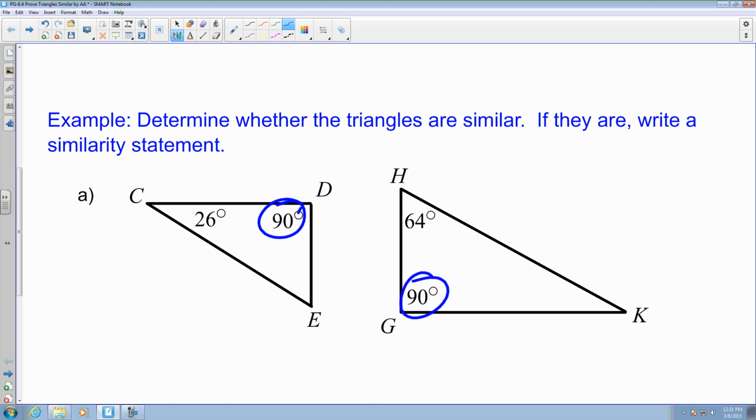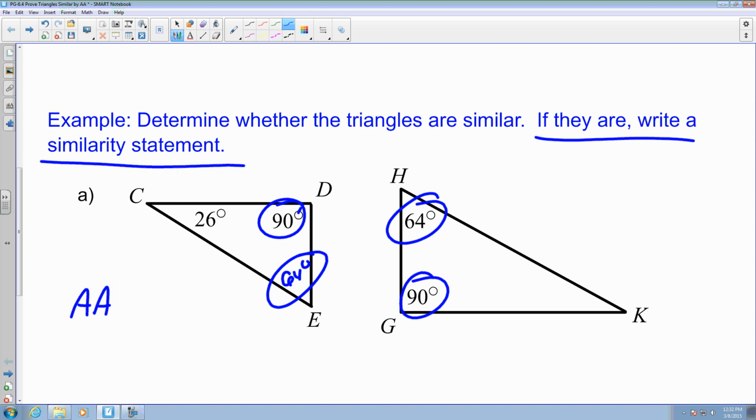I'm not sure yet, but what we can do is this. I know, or we know, that because of the triangle sum theorem, the interior angles of a triangle add up to 180 degrees. So to be able to determine what the other angle is, I'm just going to take 180, subtract 90, and subtract 26, which then gives me 64 degrees, which means I got a match here and a match here, and that's all I have to do. So since I've proven that two angles are congruent, I can say, yes, these are similar by AA, and then if they are, write a similarity statement.